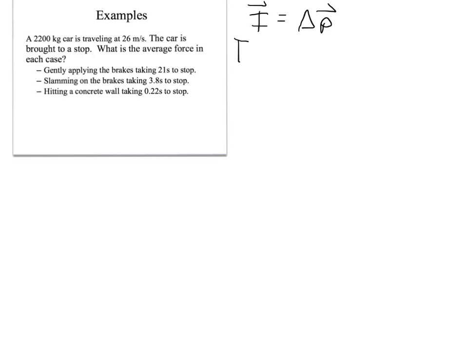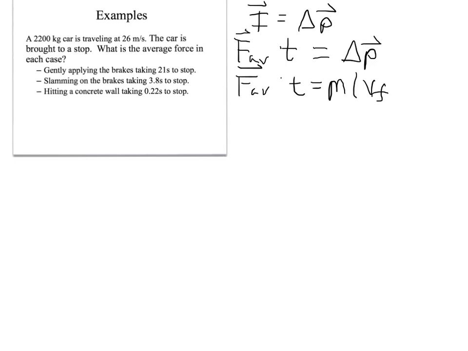and impulse is average force times time. So your average force times time is change in momentum. And we can write that out bigger. Average force times time equals the mass times final velocity minus initial velocity, which is what I showed you in the last video. So if that last video did confuse you, here is the equation you're going to need to be able to use. Average force times time equals mass times final velocity minus initial velocity.